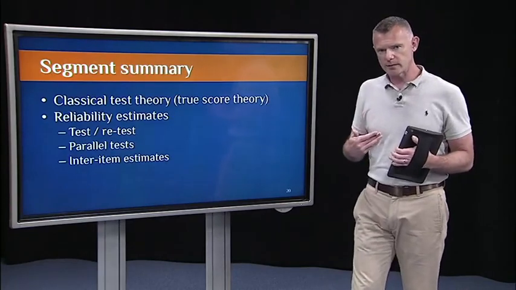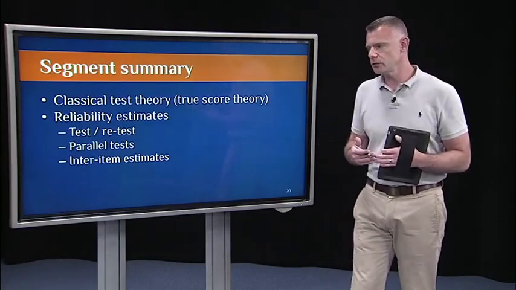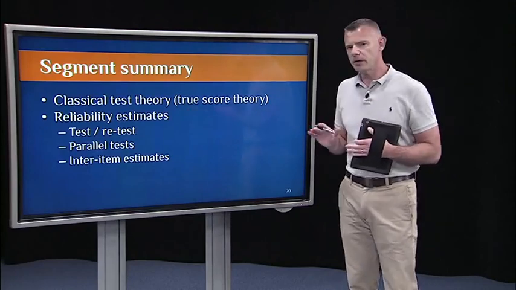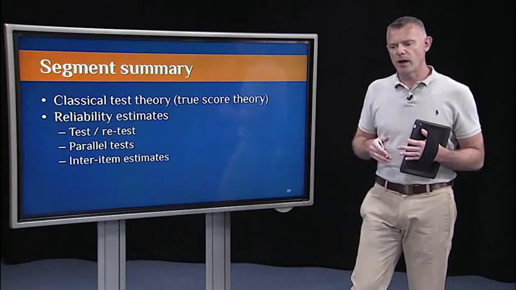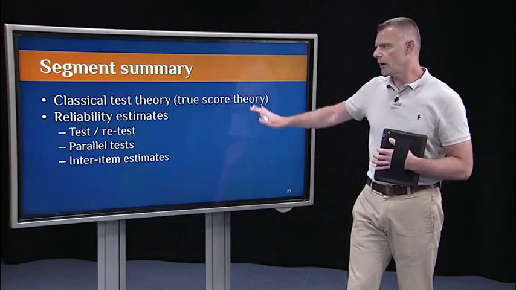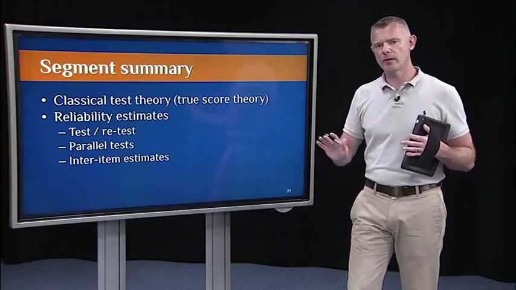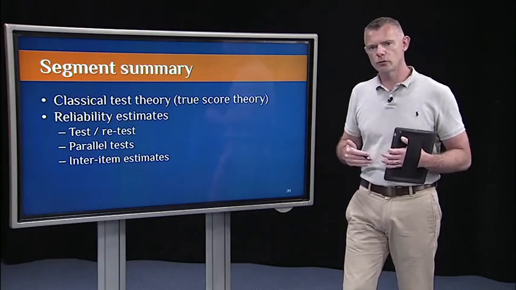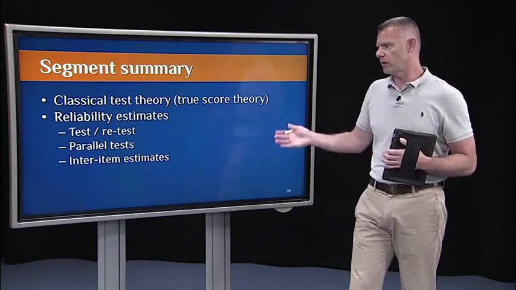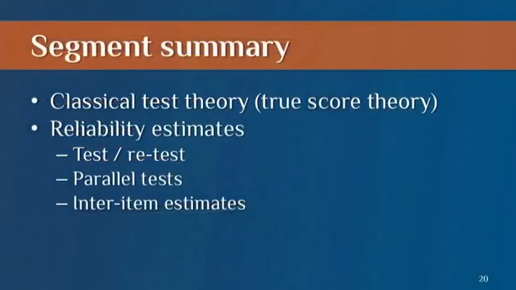So to summarize this first segment on measurement issues, the main topic here is reliability. I introduced reliability by giving a quick overview of this very broad theory in psychometrics called classical test theory, or true score theory. And then we talked about three ways to get reliability estimates: test-retest, parallel tests, and inter-item estimates.